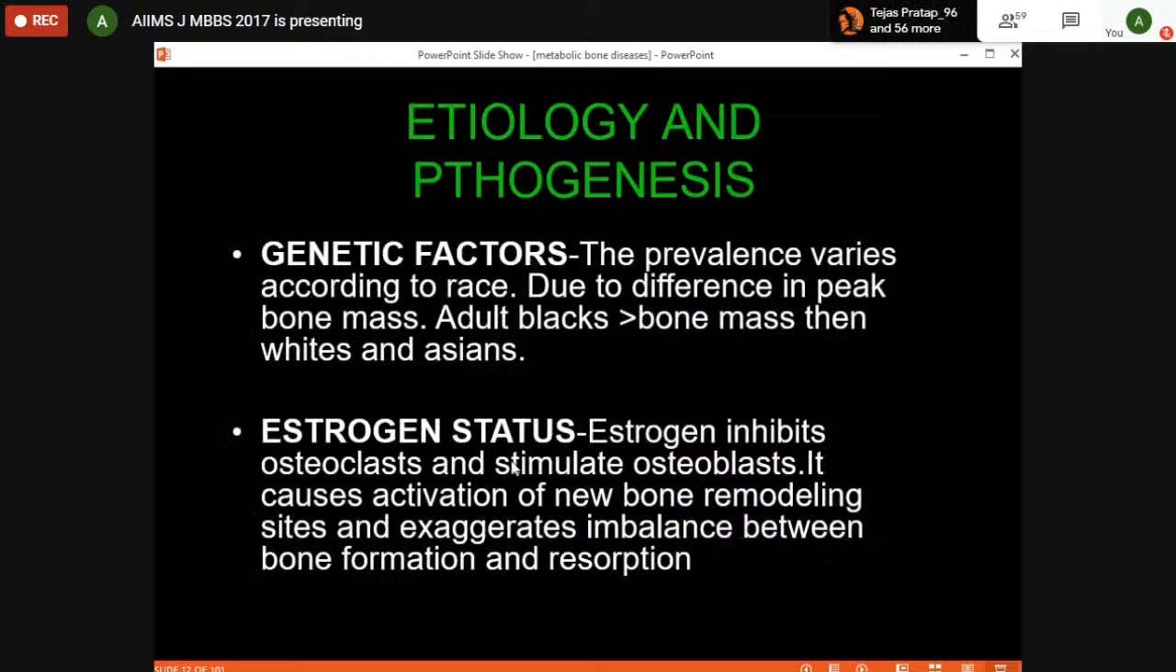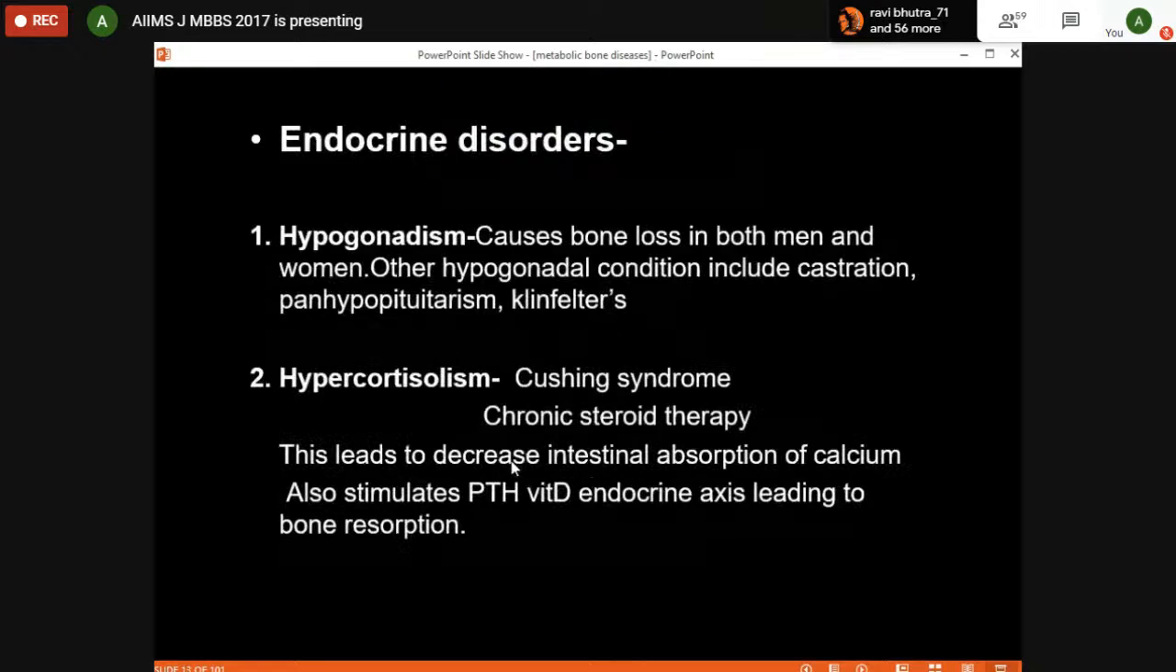Now we'll talk about etiology and pathogenesis. First, genetic factors. The prevalence varies according to race due to differences in peak bone mass. Adult blacks usually have more bone mass than whites and Asians. Estrogen status: estrogen inhibits osteoclasts and stimulates osteoblasts. Its deficiency causes activation of new bone remodeling sites and exaggerates the imbalance between bone formation and resorption.